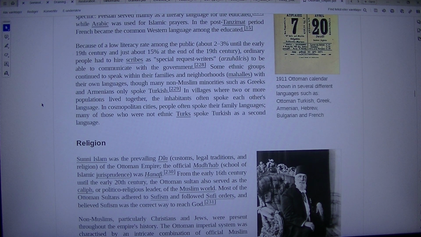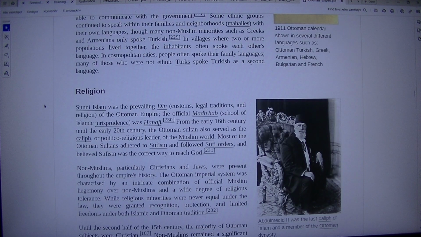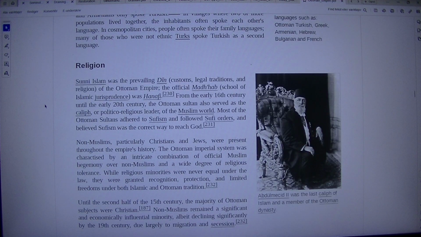Some ethnic groups continued to speak within their families and neighborhoods, mahalles, with their own languages, though many non-Muslim minorities such as Greeks and Armenians only spoke Turkish. In villages where 2 or more populations lived together, the inhabitants often spoke each other's language. In cosmopolitan cities, people often spoke their family languages. Many of those who were not ethnic Turks spoke Turkish as a second language.